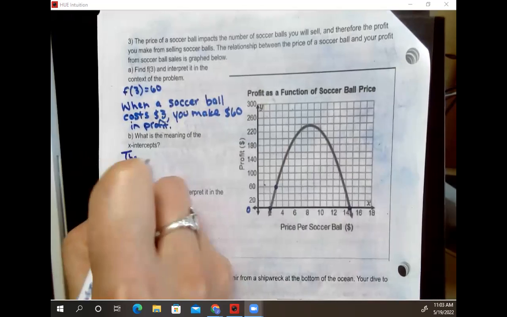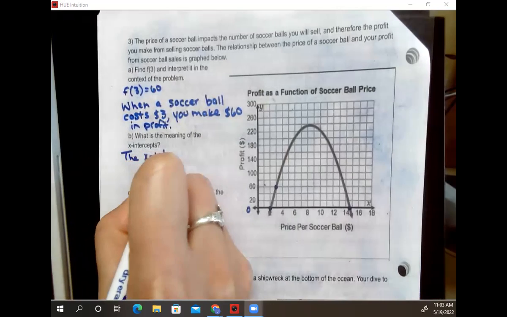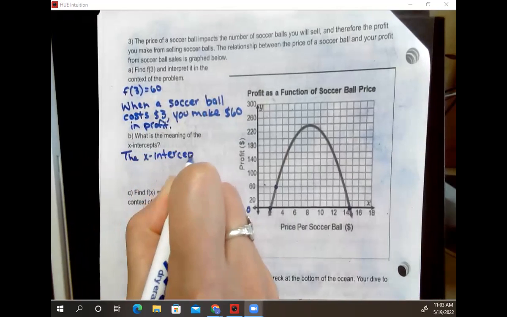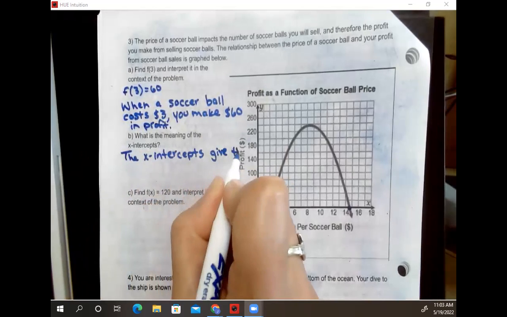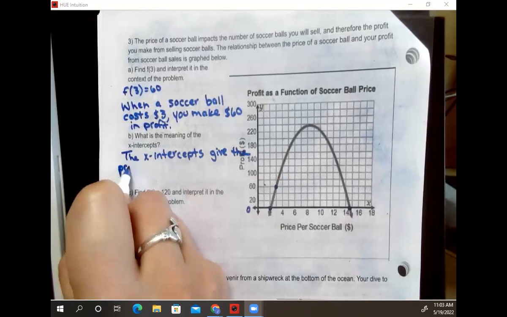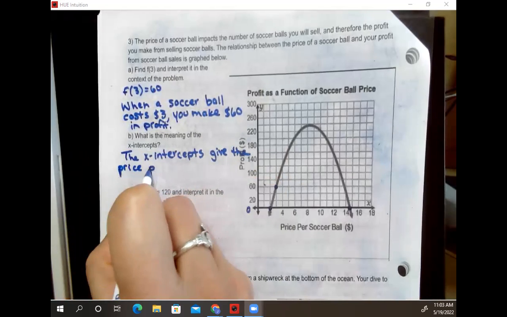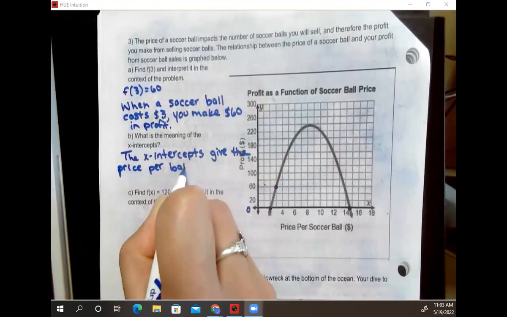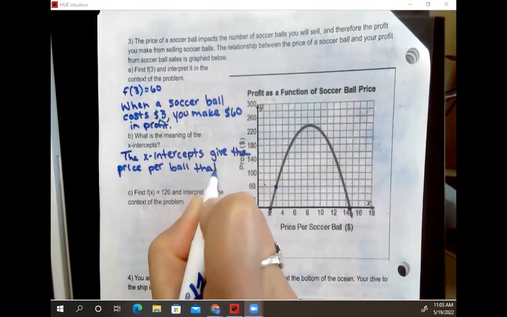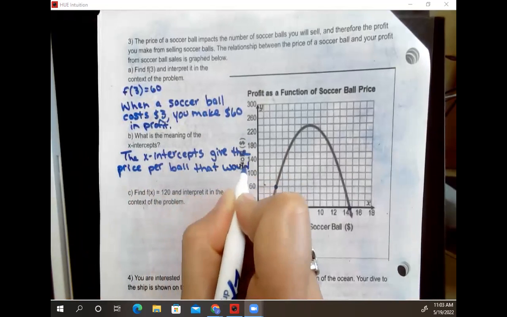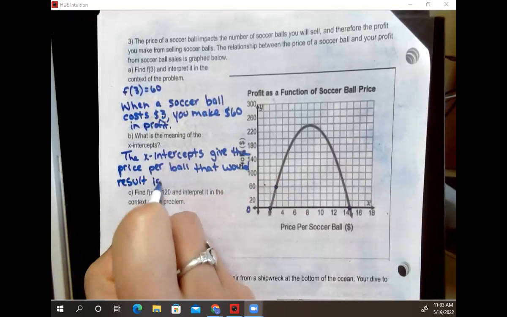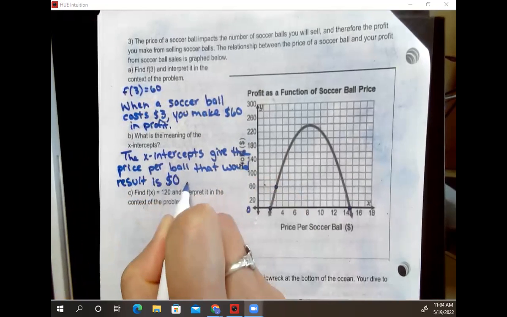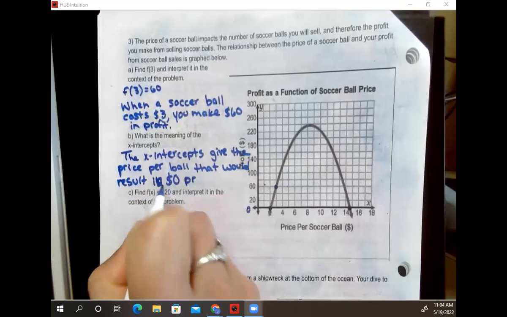So the x-intercepts give the price per ball that would result in $0 in profit. Oops, result in $0 profit.